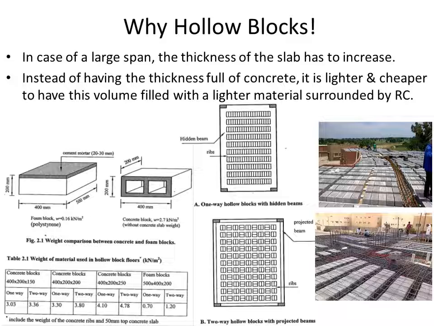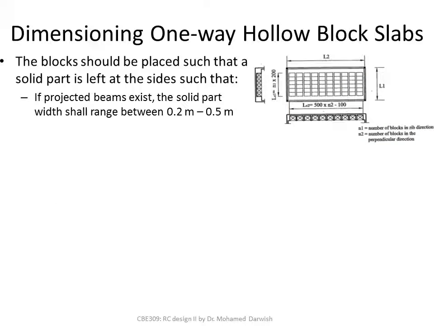The difference between the one way and the two way is that in the one way, the ribs are oriented in one direction. However, in the two way, you have a two-dimensional orientation of ribs.